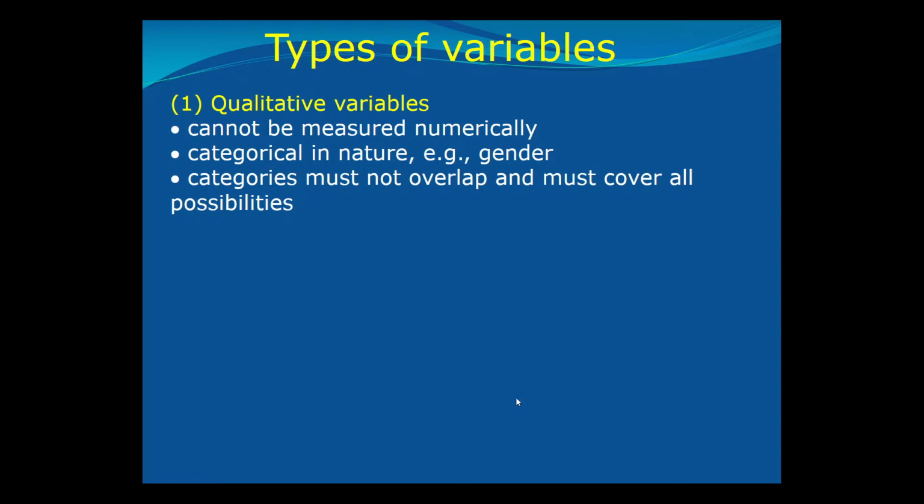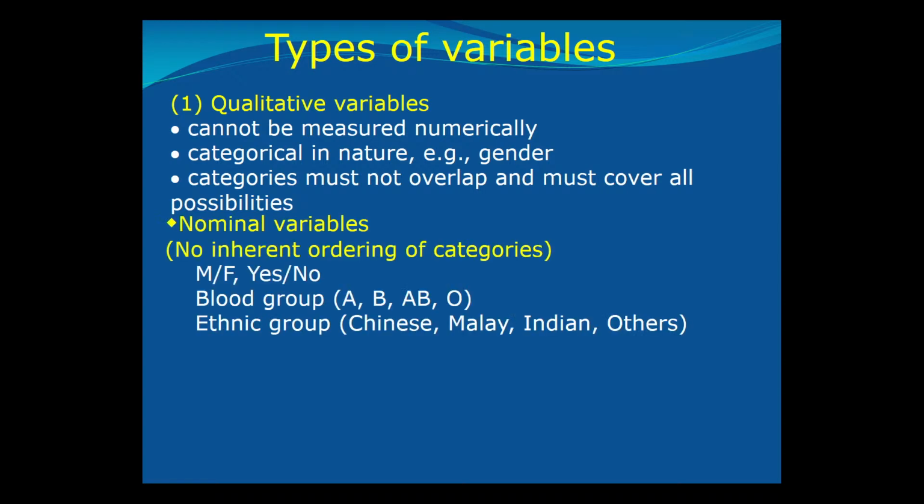Now let's look at some more explanation. Qualitative variables, such as gender, ethnic groups, pass or fail in examinations, blood group. Qualitative variables cannot be measured numerically. They are categorical in nature. For example, blood group. So we have four different categories: A, B, AB, and the fourth is O.